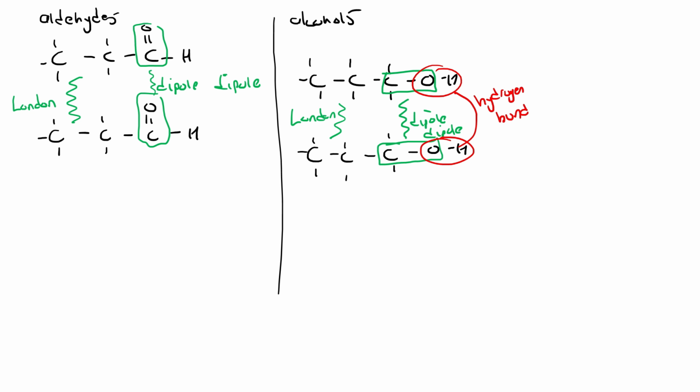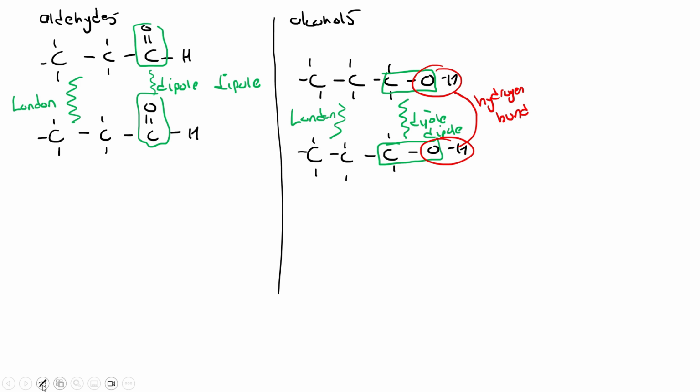Okay, so if you had to compare aldehydes and alcohols, you would notice that alcohols have higher boiling points if you are comparing the same amount of carbon. So here we have a 3-carbon aldehyde, and here we have a 3-carbon alcohol. Alcohols would have a higher boiling point because they also have to overcome these hydrogen bonds, okay?